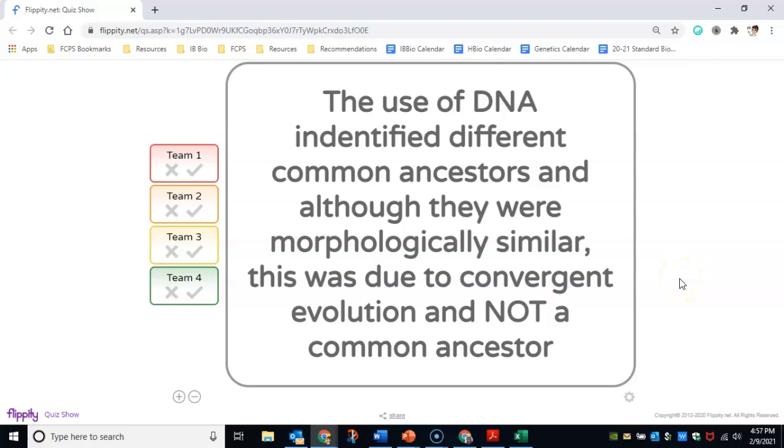But the reclassification of figworts is using DNA to find out the common ancestors of figworts. So even though they were already classified as something else based on how they looked, this was due to convergent evolution, meaning that they existed in the same area, so they evolved to show similar traits, but they were in fact not related through a common ancestor. So once they actually ran the DNA, they were able to identify the true common ancestors of figworts and reclassify it in its proper place.